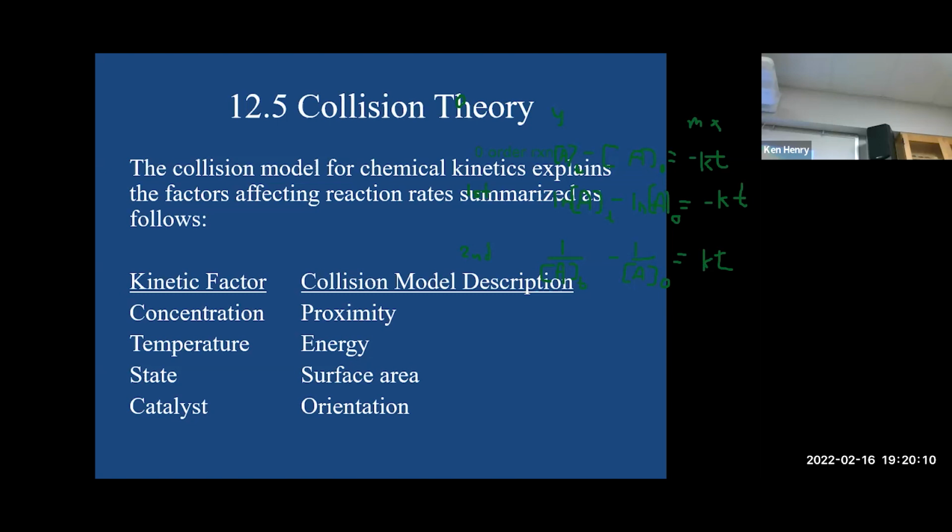Temperature, well, that's going to help us get over that threshold energy, right? So as the temperature increases, that's going to affect that energy component. State: if it's only reacting on the surface, let's say we have a solid, then that's also going to affect the reaction kinetics. And the last one is a catalyst. Well, a catalyst helps orient our substrate so we can make sure that our orientation is correct.